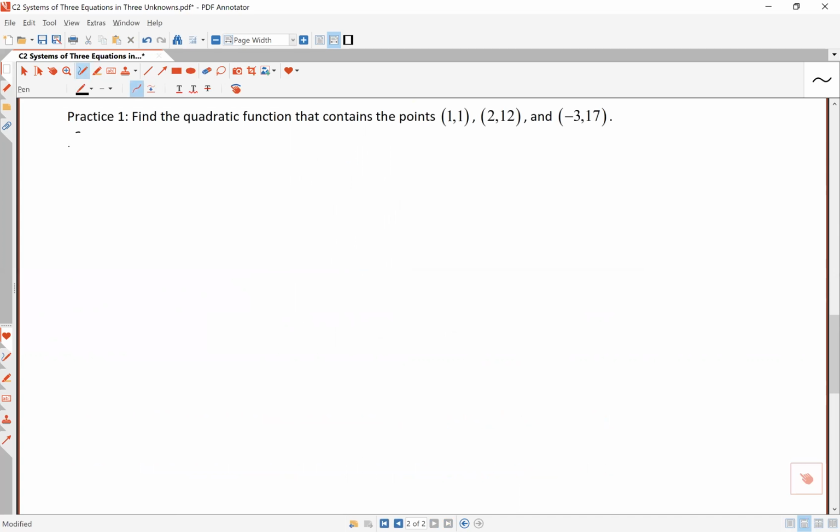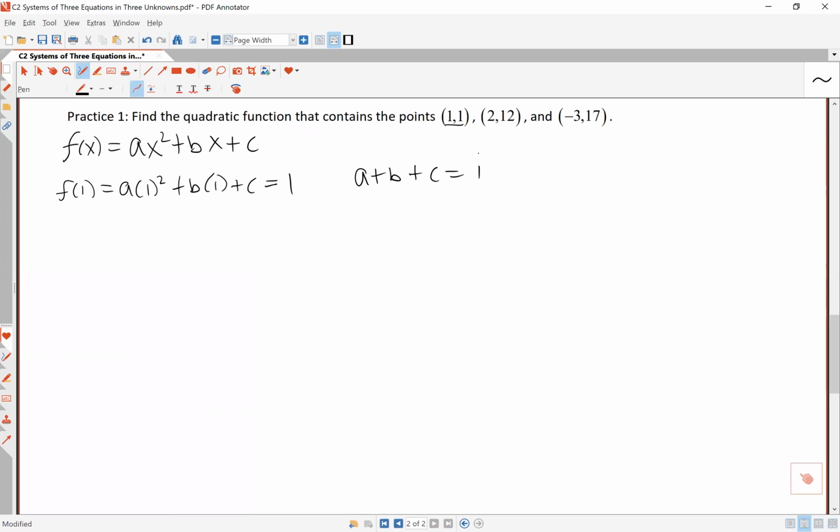We start with our general quadratic function, f of x equals ax squared plus bx plus c. f of 1 equals 1, so we have f of 1 equals a times 1 squared plus b times 1 plus c, and that output is 1. So that equation just tells us that a plus b plus c is 1. That'll be our first equation.